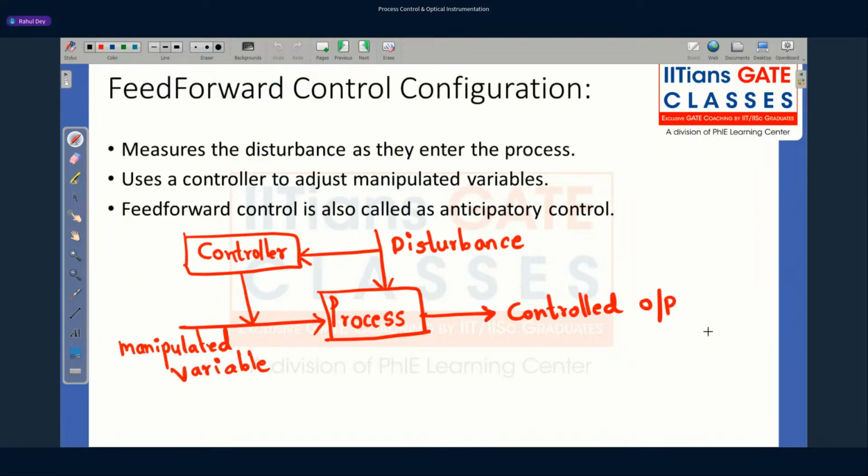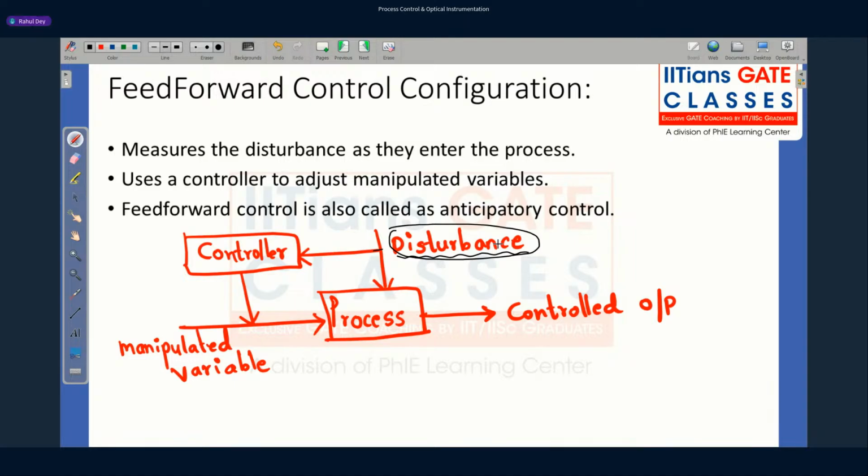So next we have feed forward control. In feed forward control, previously in the feedback case, the disturbance was getting measured after it had affected the process or after it had entered the process. But in the feed forward control configuration, the disturbance is going to be measured by the controller before entering the system. The controller is going to sense beforehand that a certain disturbance is going to enter my process and that it should take a corrective action.